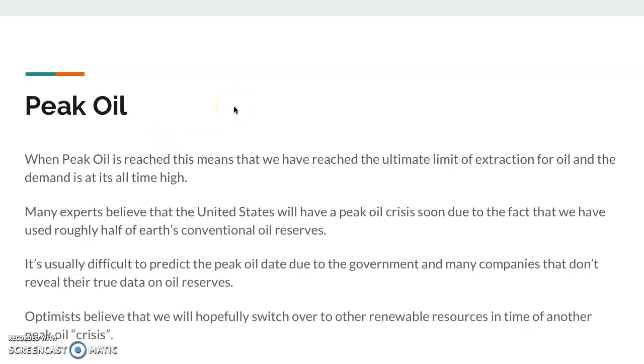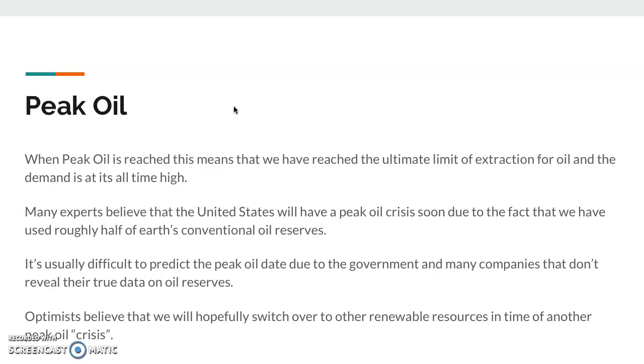Peak oil. This is pretty interesting. When peak oil is reached, this means that we have reached the ultimate limit of extraction for oil, and demand is at its all-time high. So you're out of oil, you've reached the peak. That doesn't mean it's never going to come back, because obviously it does. Many experts believe that the United States will have a peak oil crisis soon because we have used roughly half of Earth's conventional oil reserves, and that's pretty recent, in the last couple of years.